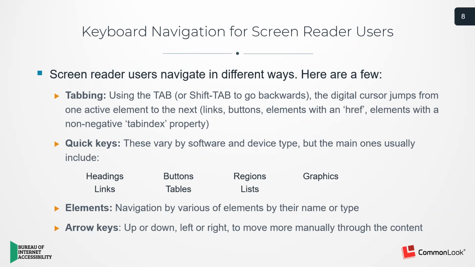AT users can press the letter H to jump through all of your various headings in your page, or they can actually use the numbers to jump to heading level 1, heading level 2, and so on. They can also use the U key to bounce through the unvisited links on your page, and use the V key to bounce through all the visited links. So it's very important that your content facilitates the navigation methods available to the assistive technology users.